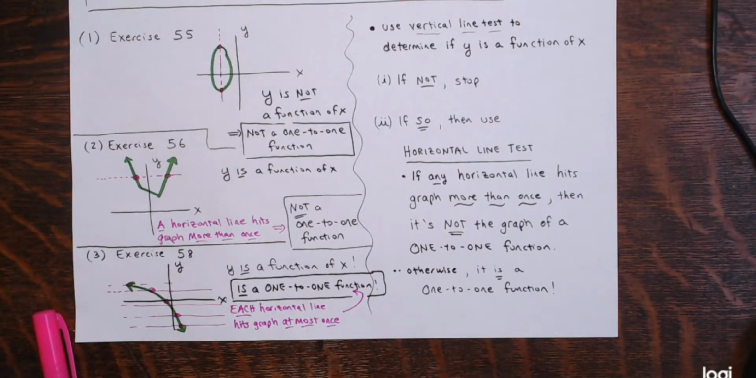Great. And that's it. Just a few examples. Those should be pretty quick. I feel that this is simple stuff. And I'm hoping that watching me go through these few examples helps you when you're asked to use the horizontal line test to determine if the graph you're shown is the graph of a one-to-one function on your own.